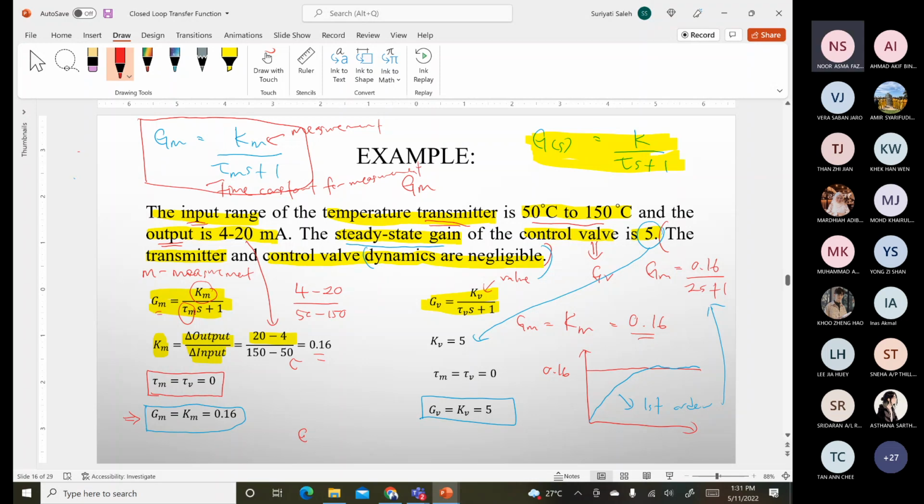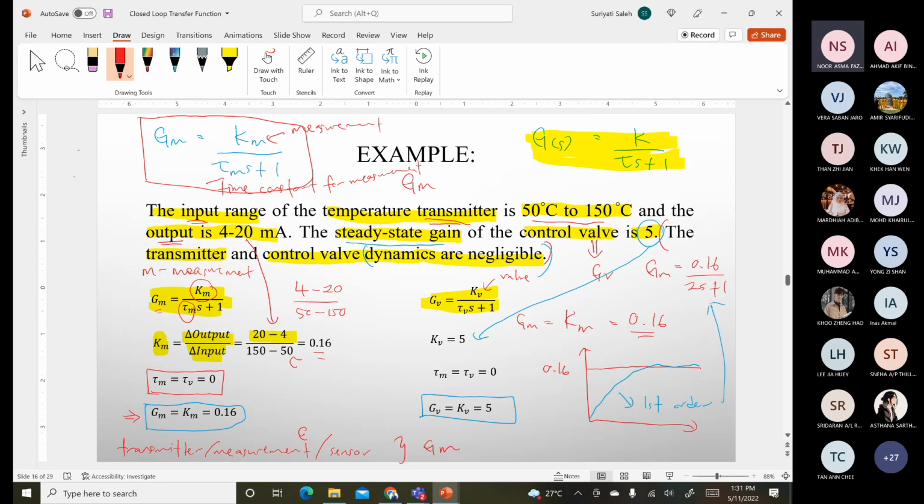Just one more thing. Sometimes transmitter and measurement are the same thing, or sometimes we use a sensor. It's the same thing. Transmitter, measurement, and sensor all refer to the GM. So this is referring to the GM.